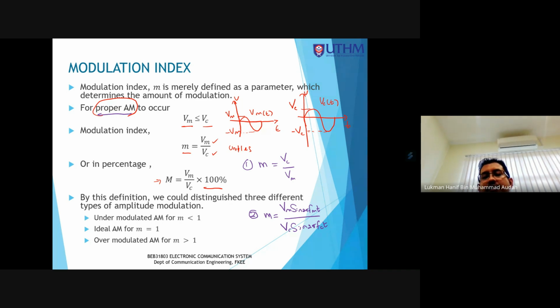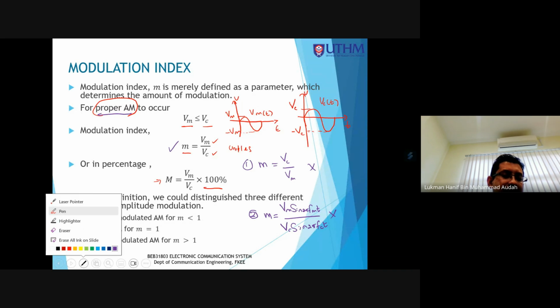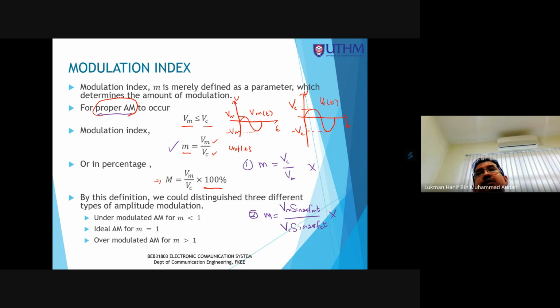You just need to put the peak amplitude only in the equations. So this is wrong and this is wrong. Make sure you write properly: m equal to peak amplitude of modulating signal divided by peak amplitude of the carrier. Then you're going to see that the modulation index also gives us information about the AM scenario.